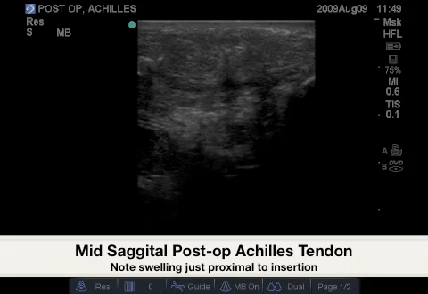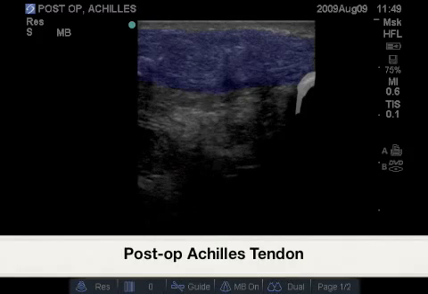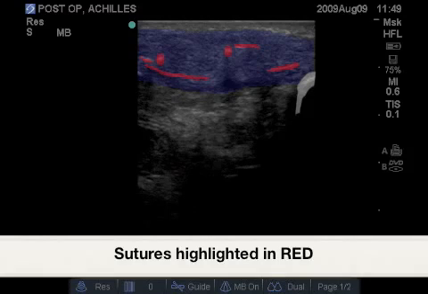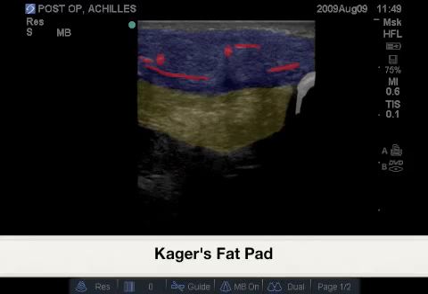Highlighted here is the posterior calcaneus in the mid-sagittal plane. Highlighted here in blue is the mid-sagittal Achilles tendon. Highlighted in red are the multiple sutures present throughout this postoperative Achilles tendon. The Kager's fat pad is compressed anteriorly, making it appear hyperechoic.